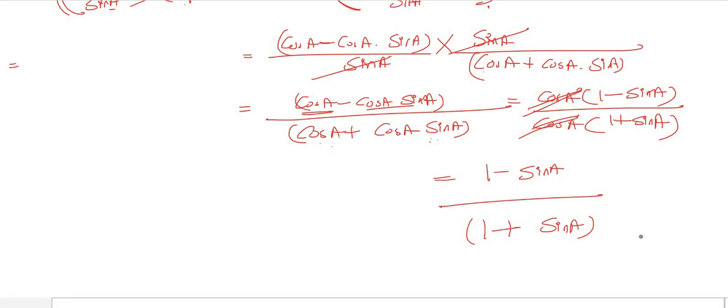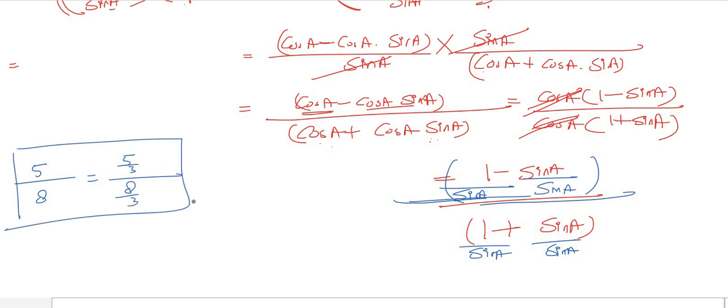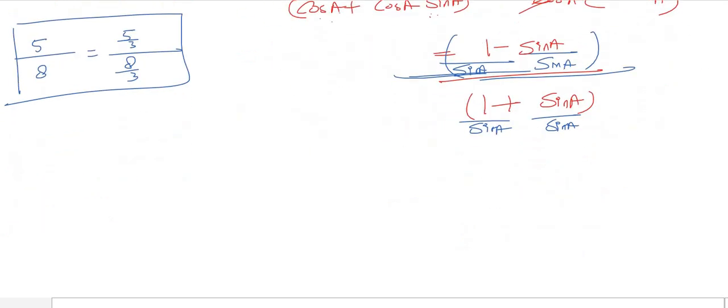Now, can I divide each term by sin A? Sin A and sin A, it's okay. If we divide each term up and down by the same number, it does not make any difference in the fraction, correct? If you have, say, 5 by 8, I can divide 5 by 3 and 8 by 3. It will not make much difference. It remains the same. Okay? Means the value basically will not change.